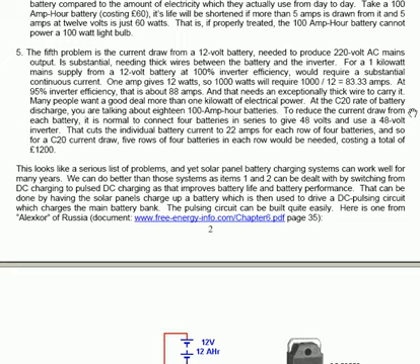This looks like a serious list of problems, and yet solar panel battery charging systems can work well for many years. We can do better than those systems, as items 1 and 2 can be dealt with by switching from DC charging to DC pulsed charging, as that improves both battery life and battery performance. That can be done by having the solar panels charge up a battery, which is then used to drive a DC pulsing circuit which charges the main battery bank.